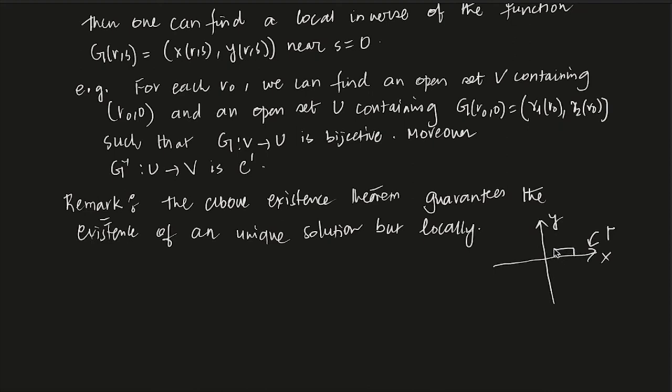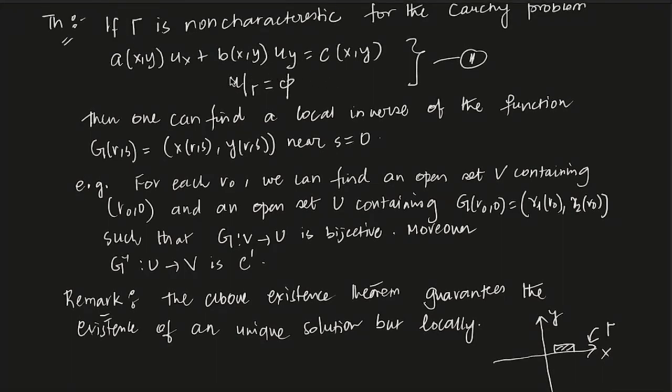something like this. In this part of the domain, a small neighborhood, this is just arbitrary, corresponding to this you have some u, and that will give you some small surface, so you can have a solution which is unique, and it satisfies the problem a u_x plus b u_y equals c, and u restricted to gamma is phi. u restricted to gamma is phi only on this part, so not in the whole gamma. Let's say that's your r naught, 0. So in a small neighborhood of r naught, you can say that there is a unique solution.